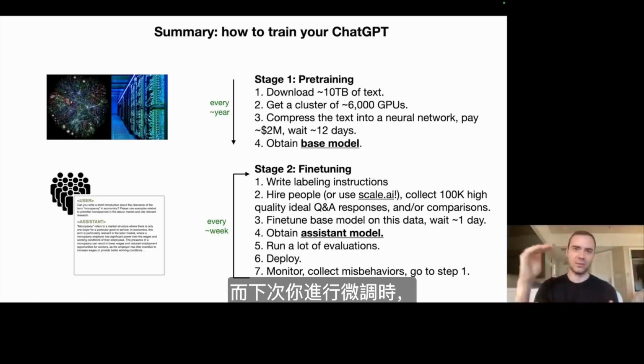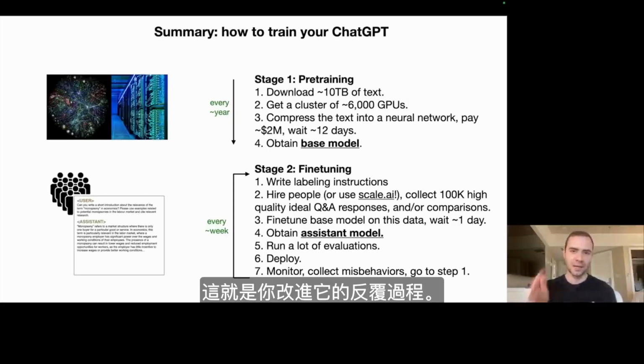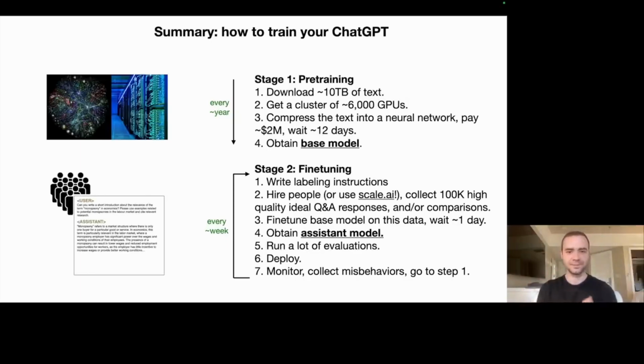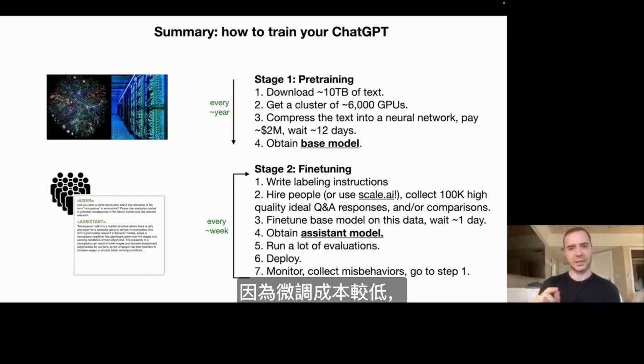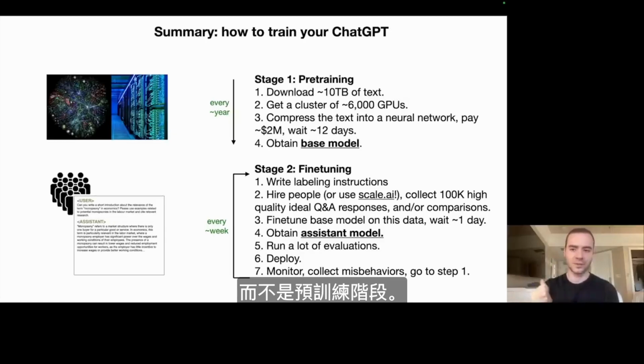And the next time you do the fine-tuning stage, the model will improve in that situation. So that's the iterative process by which you improve this. Because fine-tuning is a lot cheaper, you can do this every week, every day, or so on. And companies often will iterate a lot faster on the fine-tuning stage instead of the pre-training stage.